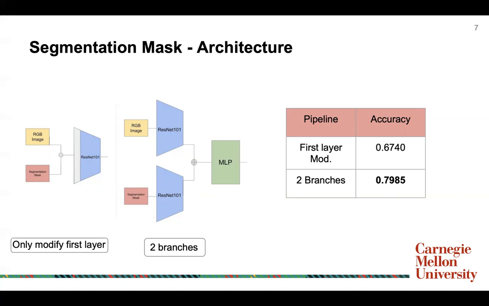On the right, you can see that the 2 branch architecture works much better than the first simple modification architecture. Even though it's much better, it is still lower than the baseline, which is the one without using any segmentation mask. So we think our model is still not good enough to extract and utilize the information of the segmentation mask. We plan to work on this in the future and potentially develop our own model.